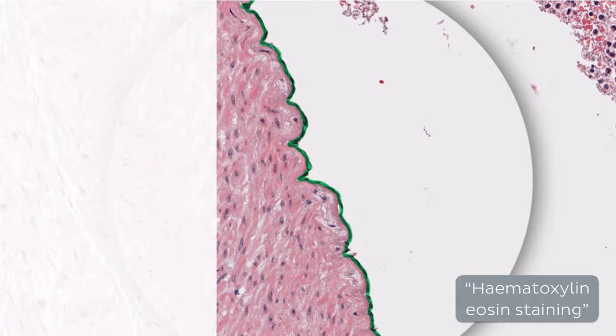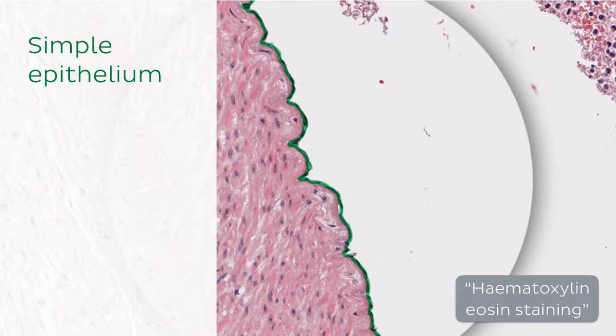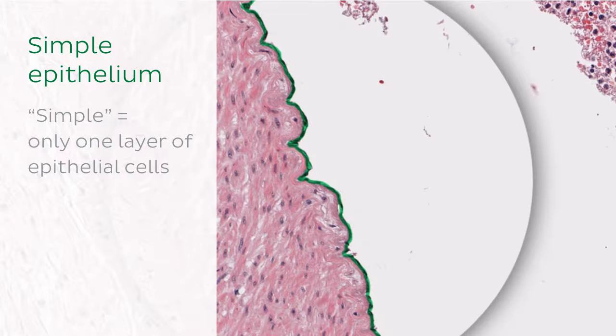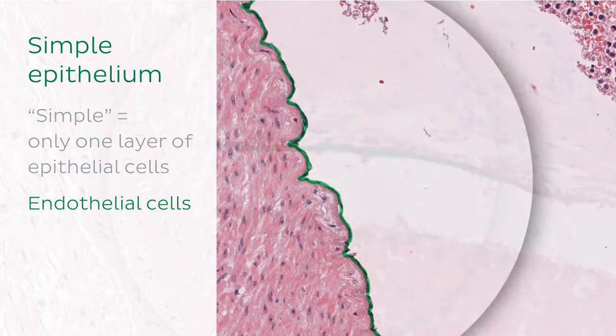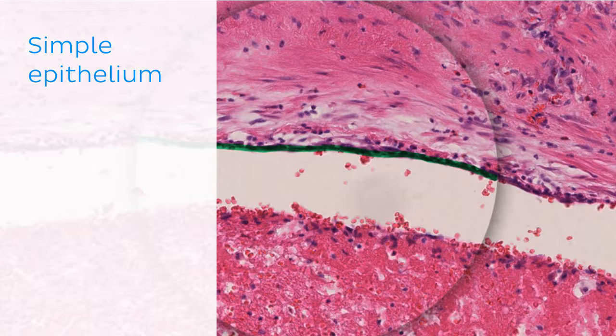When we talk about simple epithelium, we are describing a type of epithelium based on the number of layers of cells present. Simple means that there is only one layer of epithelial cells present in this type of tissue. Here in this micrograph, we see a single layer of flattened epithelial cells that line the inner wall of an artery. These cells are known as endothelial cells. In this next micrograph, we see another image of endothelial cells, which are a type of simple epithelium highlighted in green.